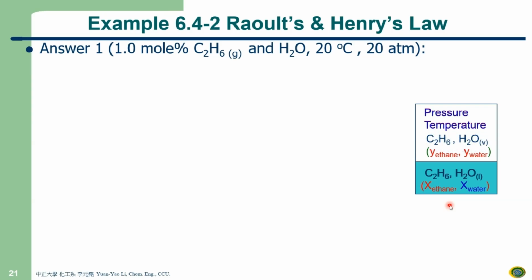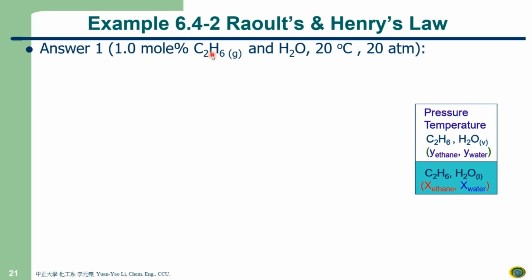Example 6.4-2 is Raoult's law and Henry's law. So condition 1 here is that you have a mixture of C2H6 and H2O, at 20 Celsius and 2 atm. They tell you that in the gas phase you have 1 mole of C2H6. So that means what?